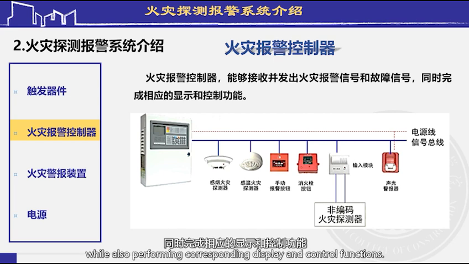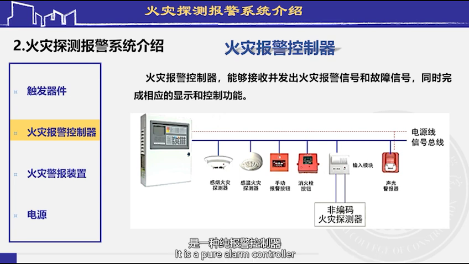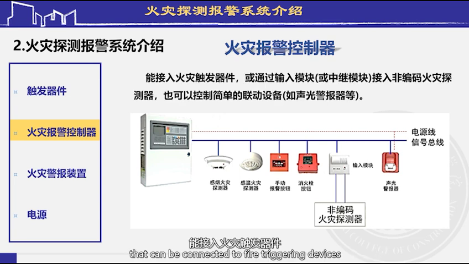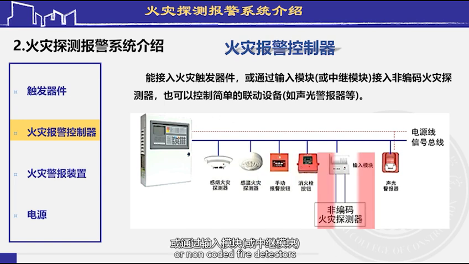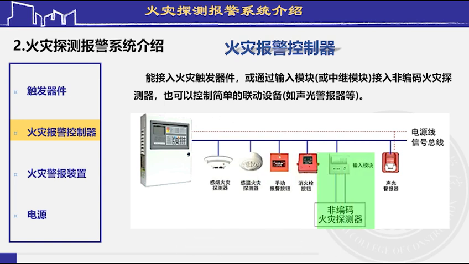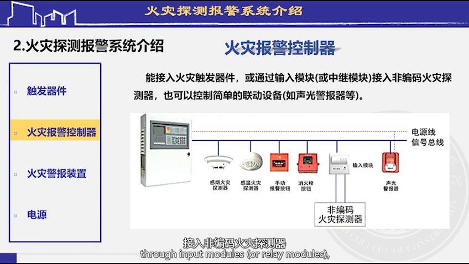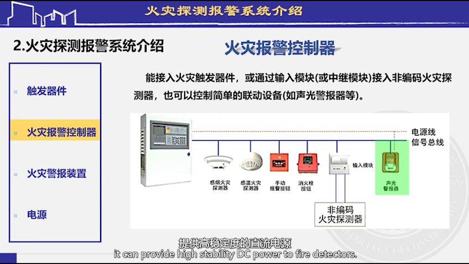The fire alarm controller is capable of receiving and issuing fire alarm signals and fault signals, while also performing corresponding display and control functions. It is a pure alarm controller that can be connected to fire triggering devices or non-coded fire detectors through input modules or relay modules, and can also control simple linkage devices, such as sound and light alarms. At the same time, it can provide high-stability DC power to fire detectors.